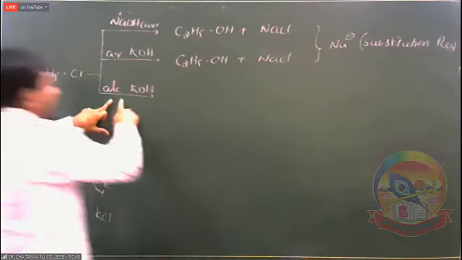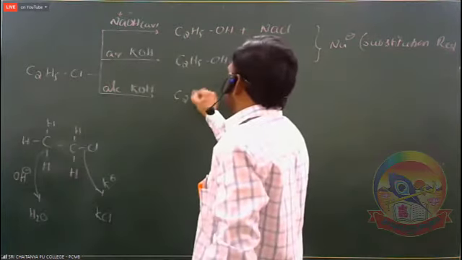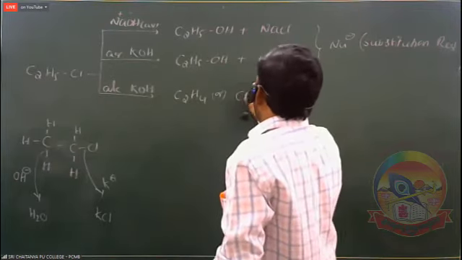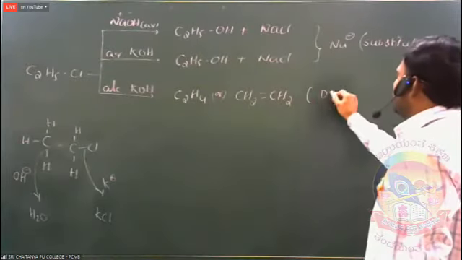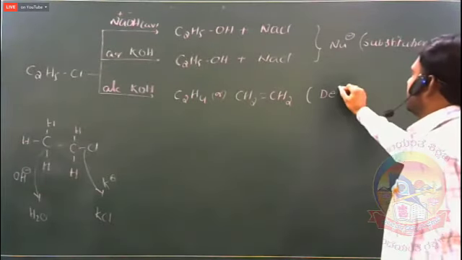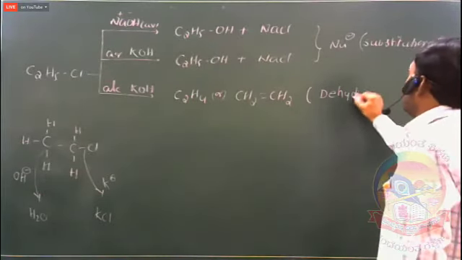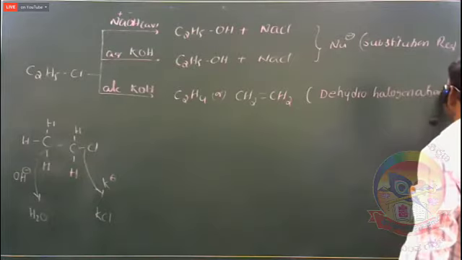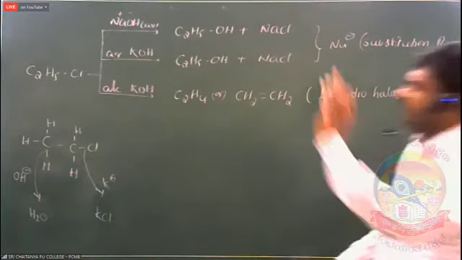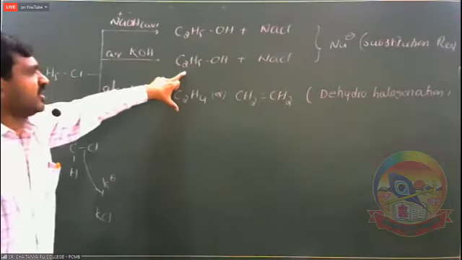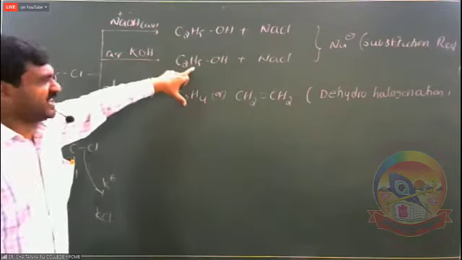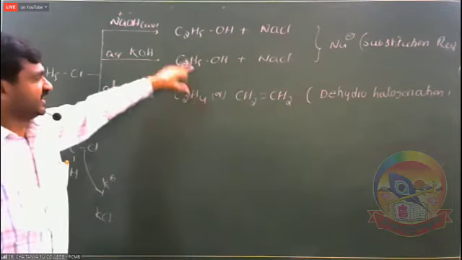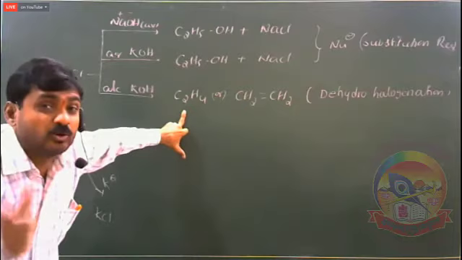With alcoholic KOH, the product formed is C2H4, or CH2=CH2. What is the name of the reaction? It is not nucleophilic substitution. It is a dehydrohalogenation reaction. So if you use aqueous KOH, ethyl alcohol is formed. If you use alcoholic KOH, ethylene is formed. The first one is a nucleophilic substitution reaction. The second one is a dehydrohalogenation reaction.